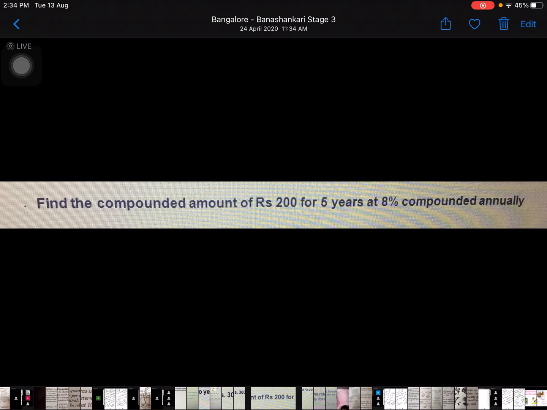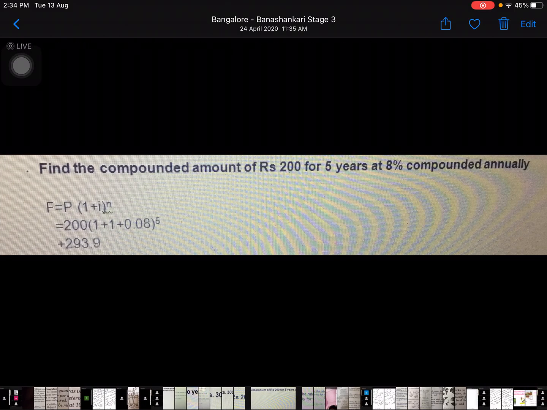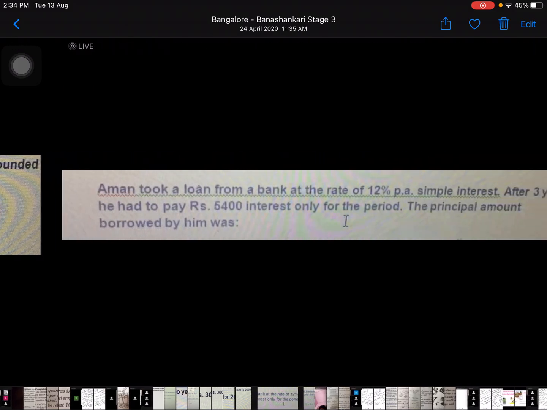So find the compounded amount for rupees 200 for 5 years at 8% compounded annually, which is nothing but 200 into 1 plus 0.08 whole raised to the power, number of years being 5. It gives 293.9. That will be the answer.